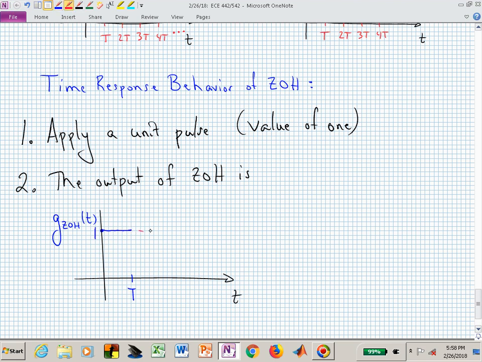Here, if I wanted to, this could be our input. Well, I'm getting ahead of myself. So I'll go back. There is our pulse response for this zero order hold. We hit it with a 1, and what happens? It holds that 1 for one sample period, capital T.